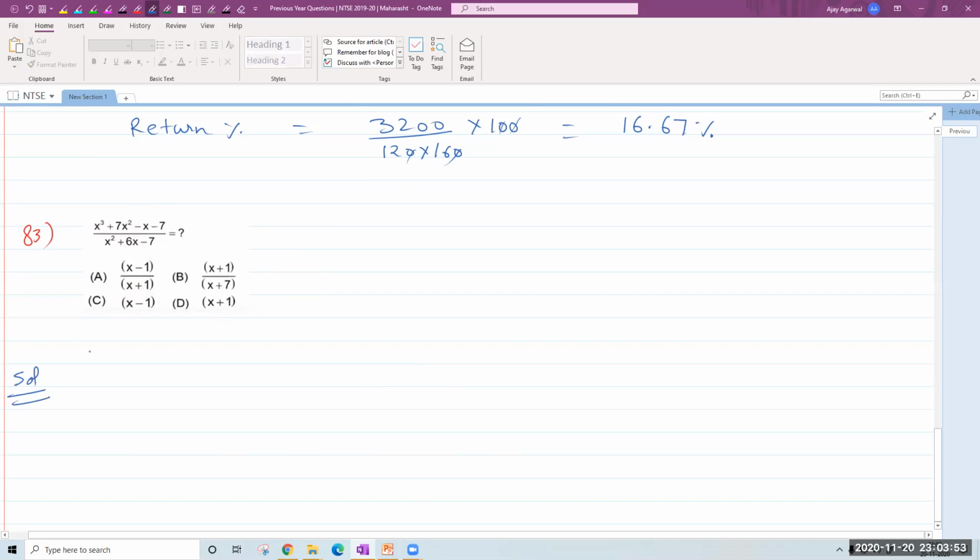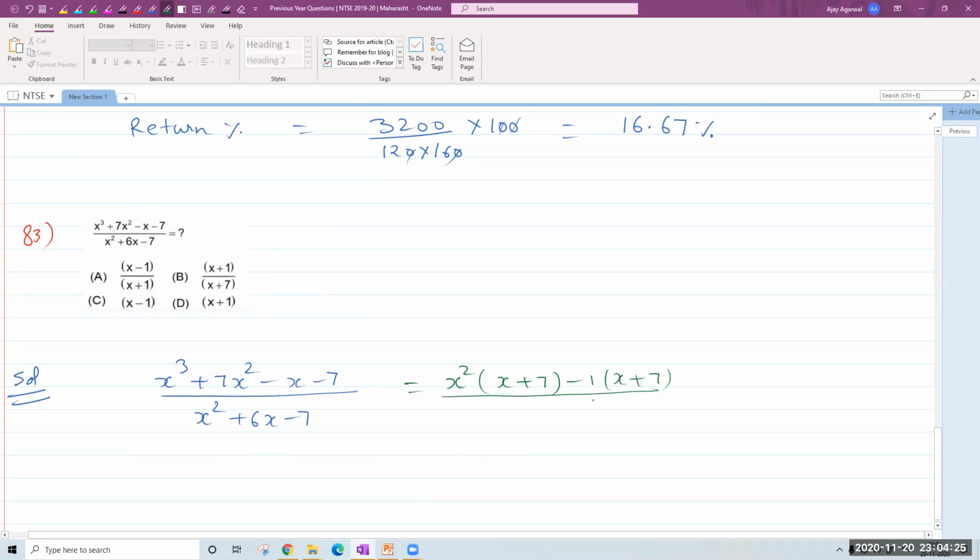Okay, so if you look at the numerator and the denominator, the numerator is x cube plus 7x square minus x minus 7, divided by x square plus 6x minus 7. So you need to factorize this numerator and denominator. If we take x square common, it will be x plus 7 minus 1, again x plus 7.